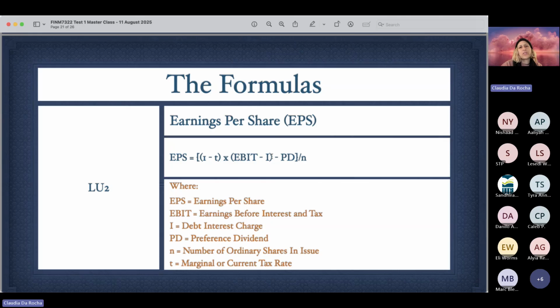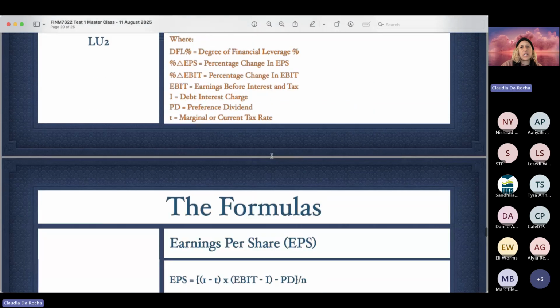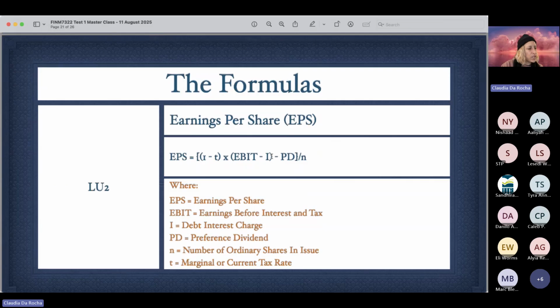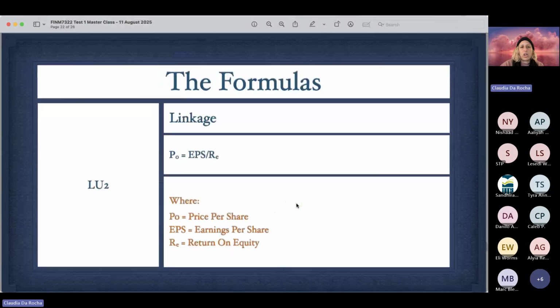The one thing I don't see here that I actually need to put is the degree of total leverage. Your degree of total leverage is the change in EPS plus your change in sales. I'll make sure that I also put that up for us, because we must make sure we know that.